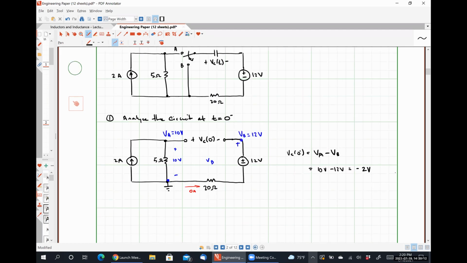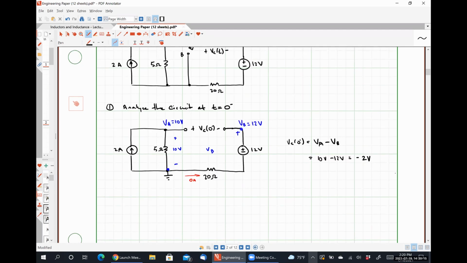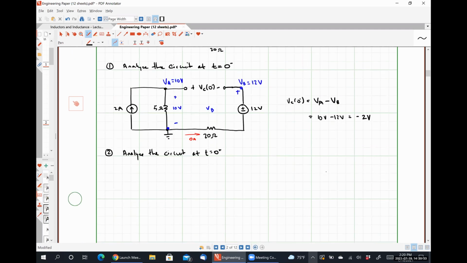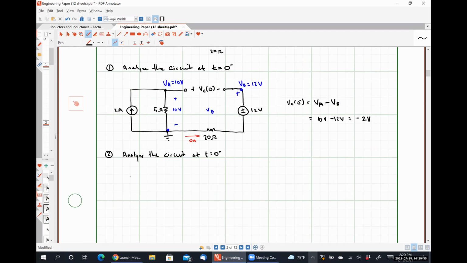All right. So our second step would be to analyze the circuit at t is equal to 0 plus. So at t is equal to 0 plus, our switch has changed from being closed at position A to being closed at position B, which means our circuit should look something like this.